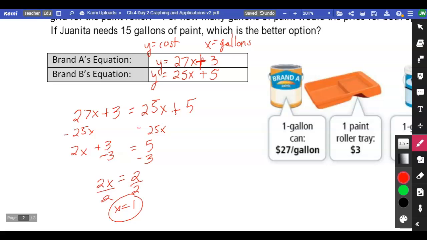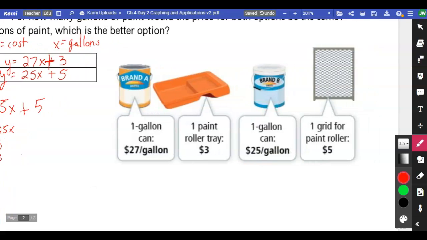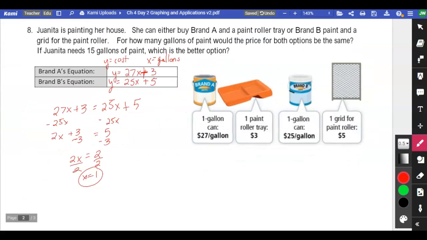So what we're going to see is, when are they equal? Well, yeah, that makes sense now, after 1 gallon. Because if we plugged in 1, you would have 27 plus 3 and 25 plus 5. So then to answer the question, what's the better option if you're going to get 15 gallons of paint? Well, clearly, this is going to be brand B. Because they're equal after 1, and then 25 is less than 27.